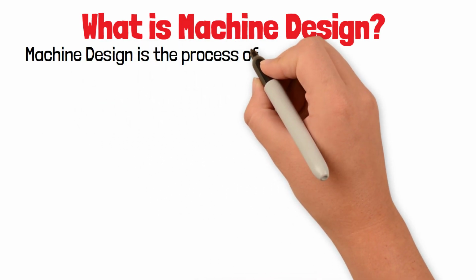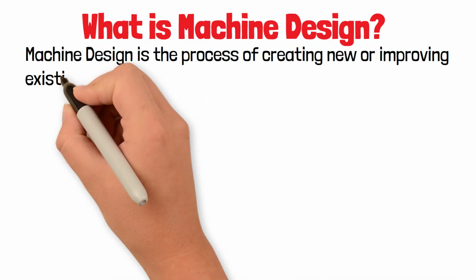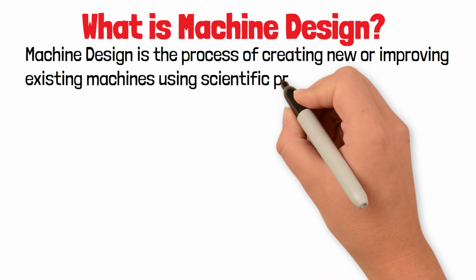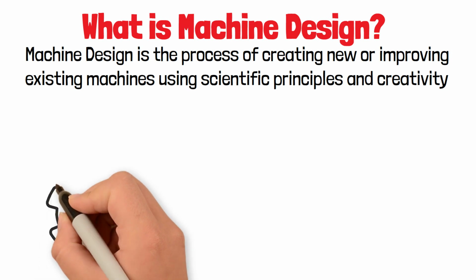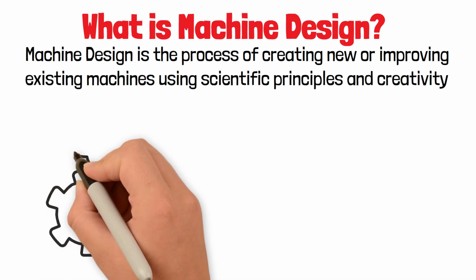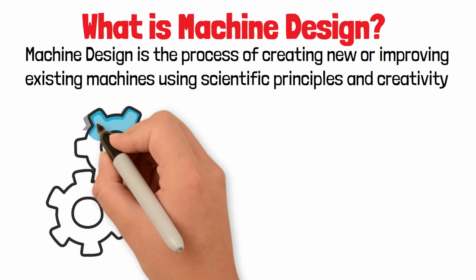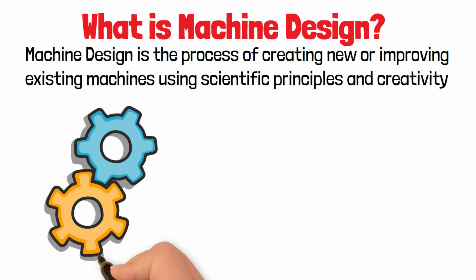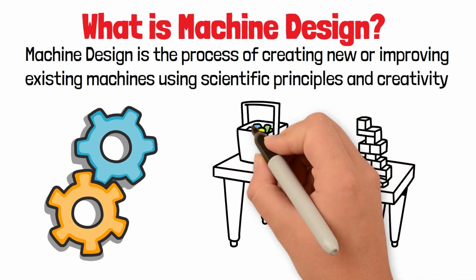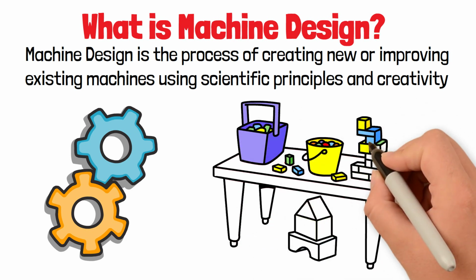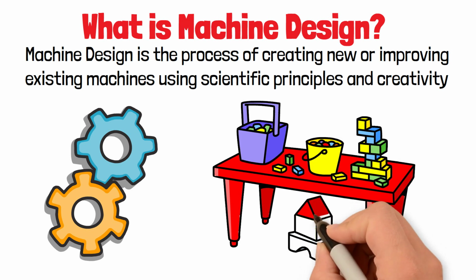What is machine design? Definition: machine design is the process of creating new or improving existing machines using scientific principles and creativity. In simple words, machine design is how engineers plan out machines, like gears, engines, and levers, so they do a job safely and perfectly. Imagine you're building a Lego robot. You pick pieces, think how they'll move, and then connect them to do a task. That's what engineers do in real life.